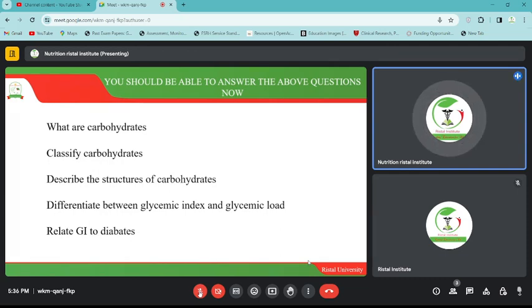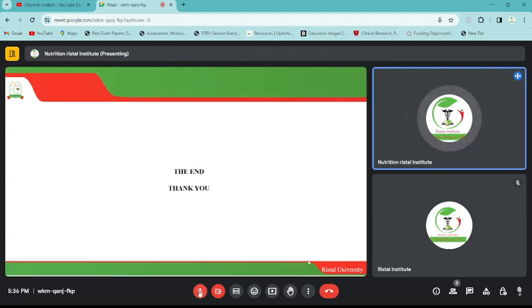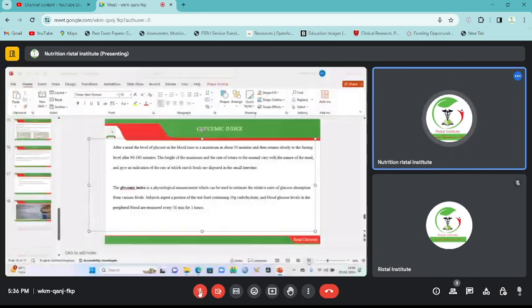So having come to the end of this lecture, by now you should be able to answer the above questions. What are carbohydrates? Those are biomolecules with the formula C(H2O)n. You should be able to give us that formula and then classify carbohydrates, which are the monosaccharides, disaccharides, oligosaccharides, and polysaccharides, and give us the detailed description of that. And describe the structures of the carbohydrates. We can now describe them, especially the cellulose and everything. Then you should be able to differentiate between glycemic index and glycemic load, and then relate glycemic index and glycemic load to diabetes.